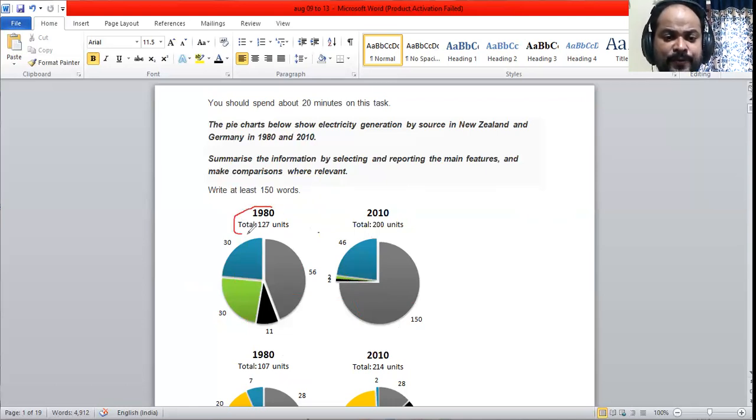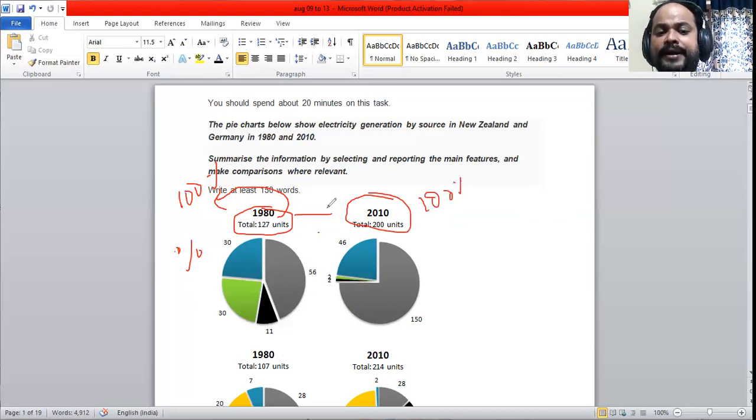It can mislead you. This is 127 units. Actually, when you get a pie chart, you get percentages. Out of the 100%, you will be getting one share. That is 25%, 10%, 20%, like that. But here, you have got something else. So this 100% is 127 units. And this 100% is 200 units.